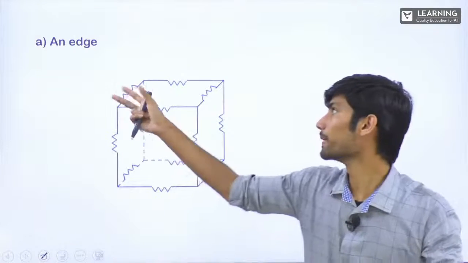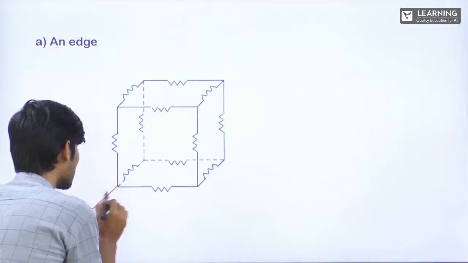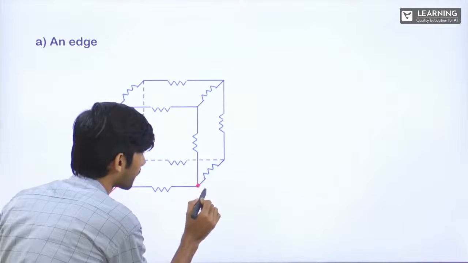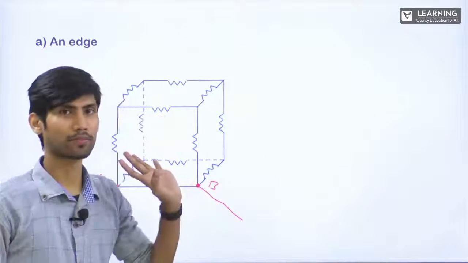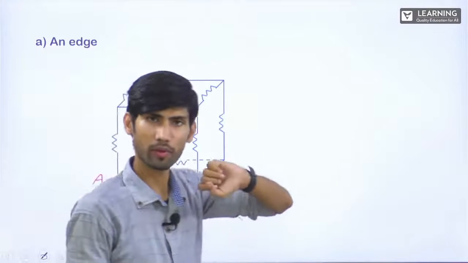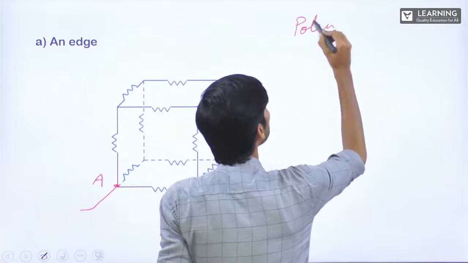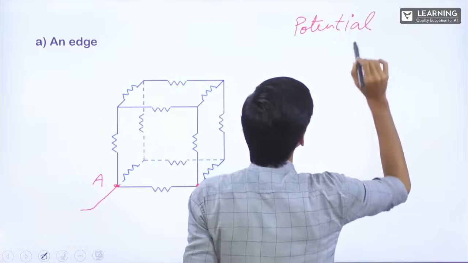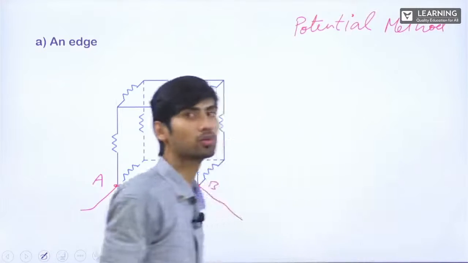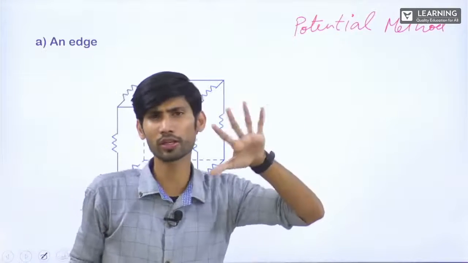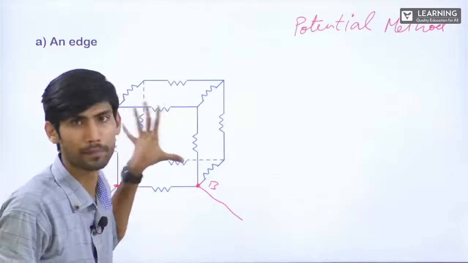First we'll see the edge. We have to find the equivalent resistance across an edge. Any edge it can be. Let us take this edge. All the resistances are R. There are two methods of doing it. The first method is the potential method. I've already told you how to do it using this method. If you remember, in combination of resistance part 2, I first discussed the potential method and we solved certain questions based on it. So you know how to do it. Now we'll see how we can apply it here.